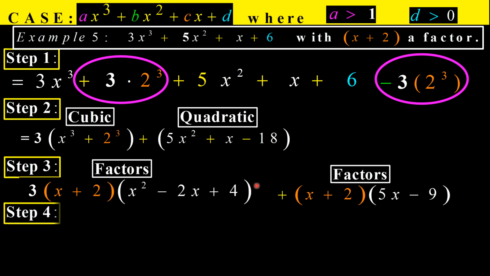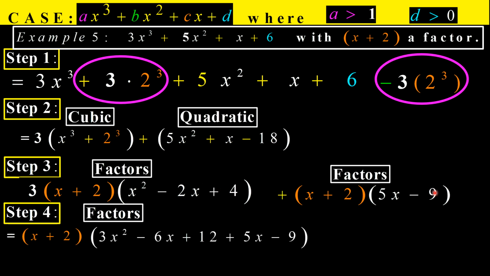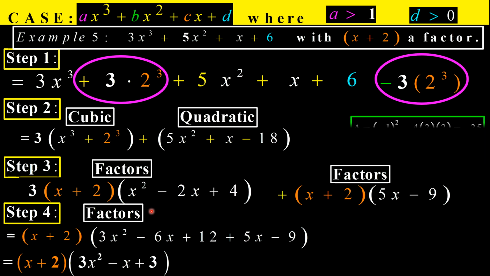I now notice I've got a common factor of x plus 2. So I take out the common factor, x plus 2. But remember, there's a 3 here. So this 3 must be multiplied with that quadratic, 3x squared minus 6x plus 12. And then I'm left here still with a 5x minus 9, because I take out the x plus 2. And now I just need to collect the like terms. Negative 6x plus 5 is negative x. 12 subtract 9 is going to be 3.